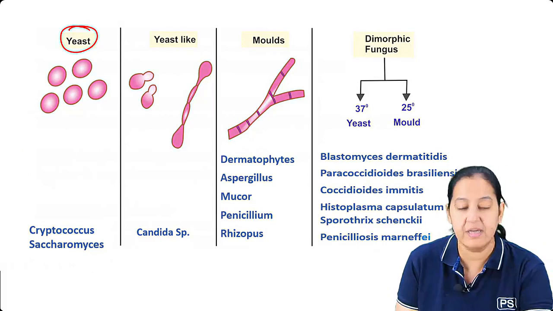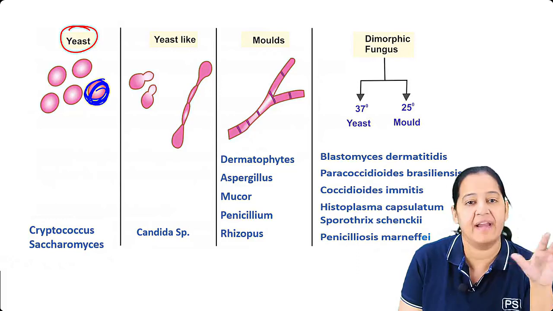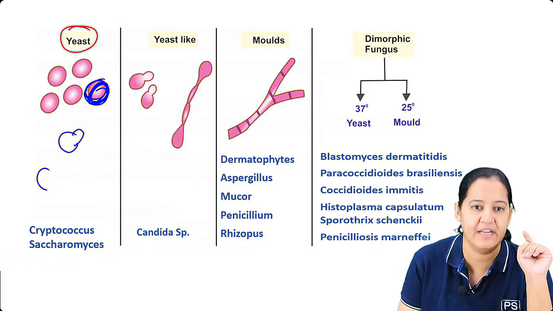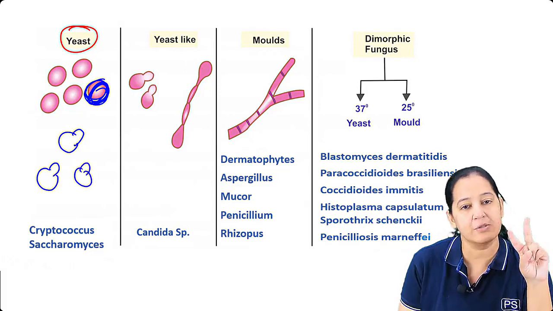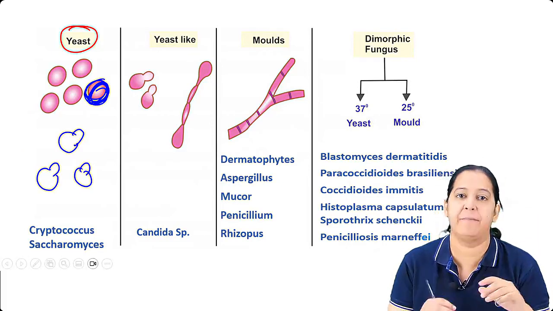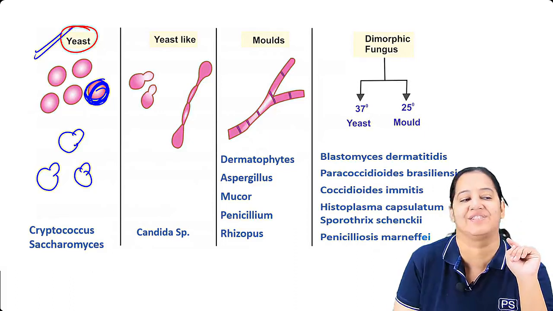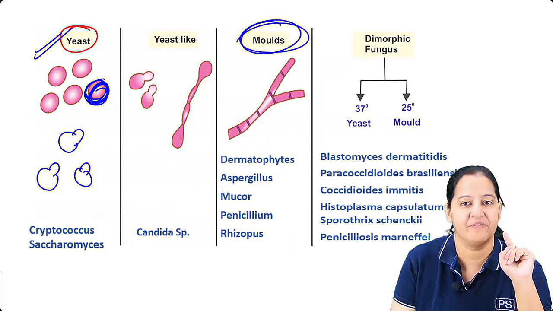What are yeast? You will say, ma'am, yeast are circular, spherical in shape, and they divide by budding like this, small, small bud. So learn two properties. They are circular, I mean spherical, and they divide by budding. So any fungus which is spherical and divides by budding is known as yeast. Okay, now look at the third one.